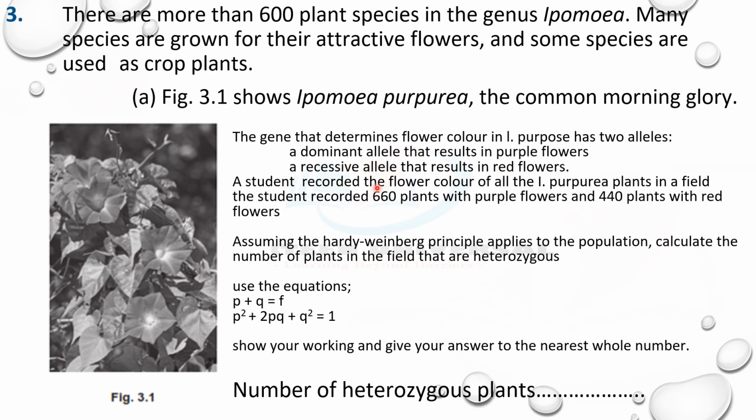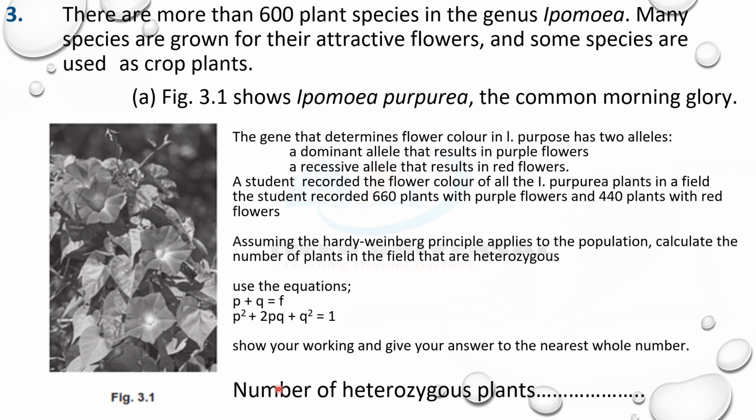A student recorded the flower color of all the plants in a field. The student recorded 660 plants with purple flowers and 440 plants with red flowers. Assuming the Hardy-Weinberg principle applies to the population, calculate the number of plants in the field that are heterozygous. The equations are p + q = 1, and p squared + 2pq + q squared = 1. Pause the video and try to solve it. Show your workings, guys.